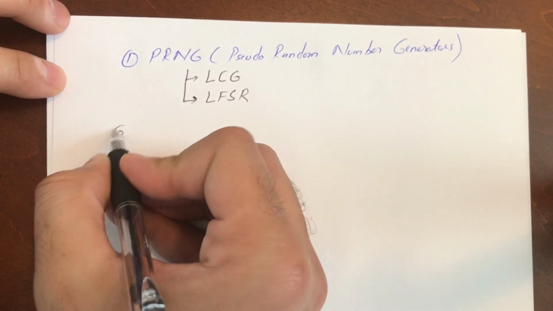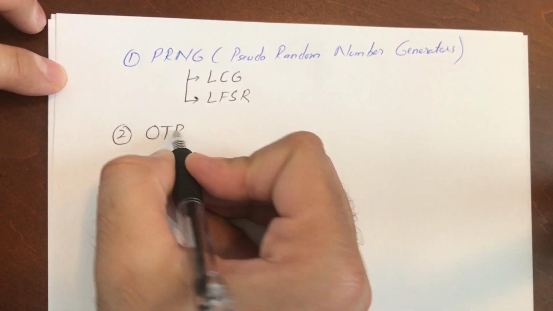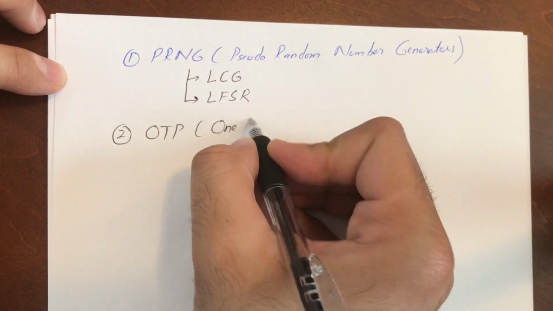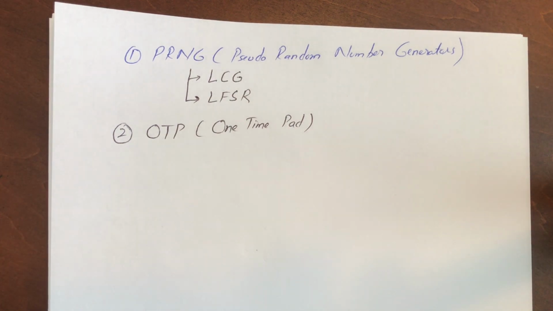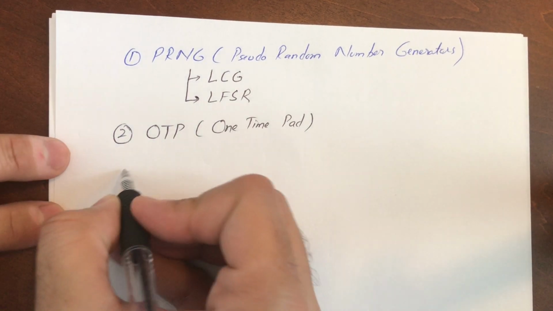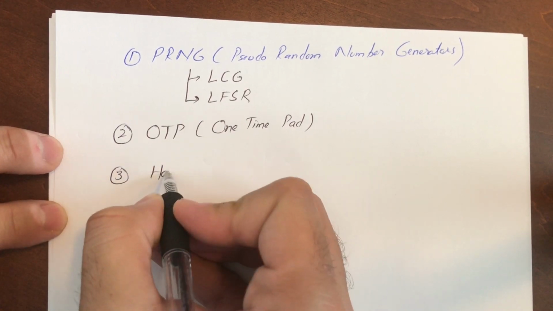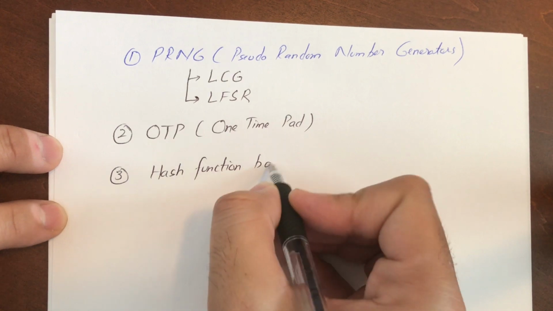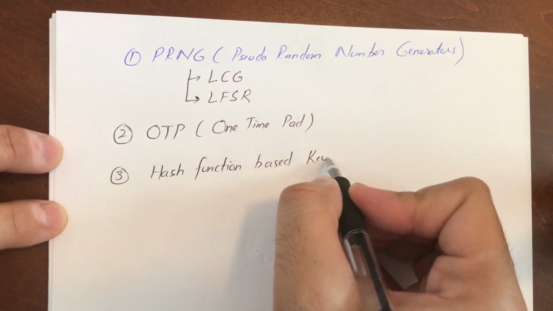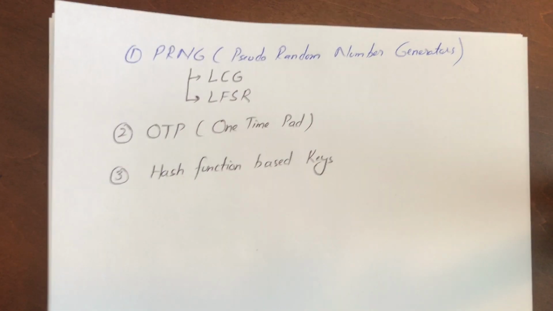Other than that, we can also use OTP. OTP stands for one-time pad, like one password at a time. This is another scheme. You can distribute this one-time password or one-time pad by using different electronic ways as well. Number 3 is hash function based keys. These are the 3 main models for how we can generate key streams.